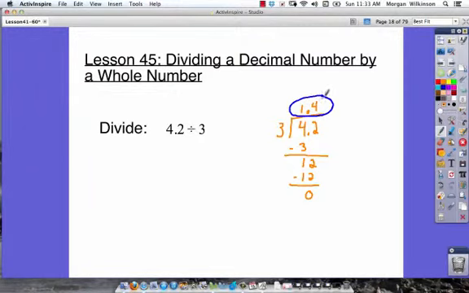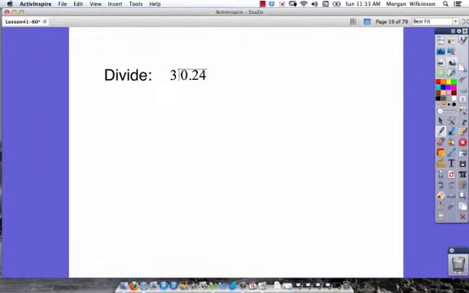All we have to do to divide a decimal number by a whole number is move that decimal point straight up and then divide exactly as we already know how. Let's look at a next example.